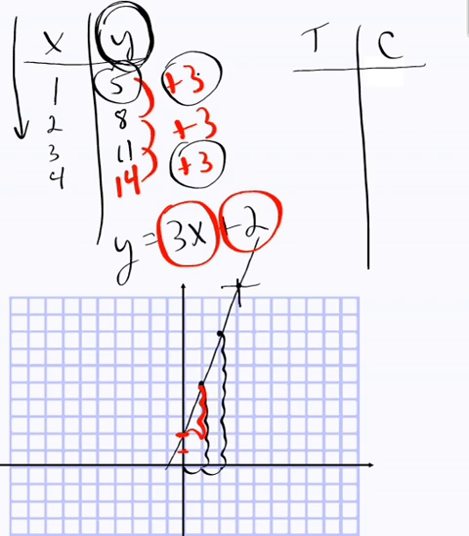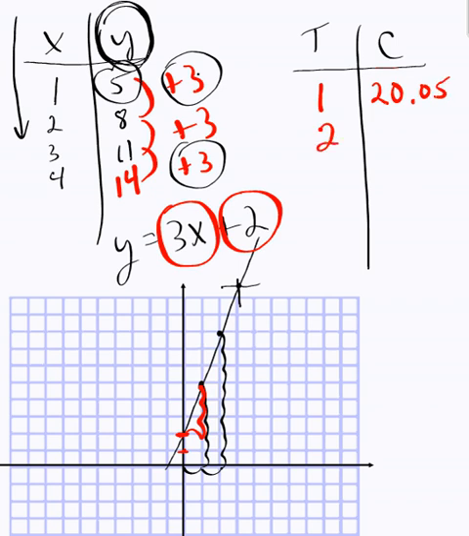Now, let's consider another situation, let's say it's cell phone use. For example, if a cell phone costs $20 plus 5 cents for every minute that you talk on the phone. So for the total cost, the first minute of talking on the phone would be your $20 plus your 5 cents for the first minute.